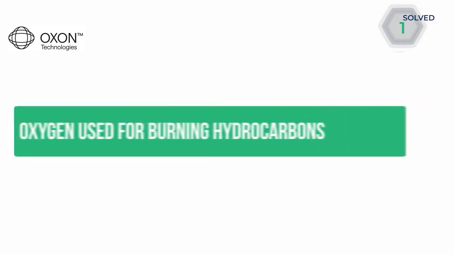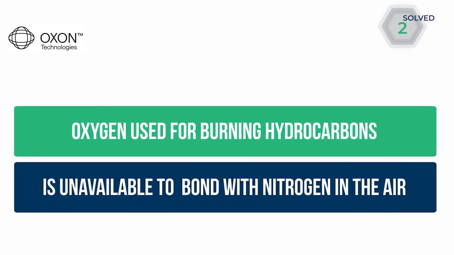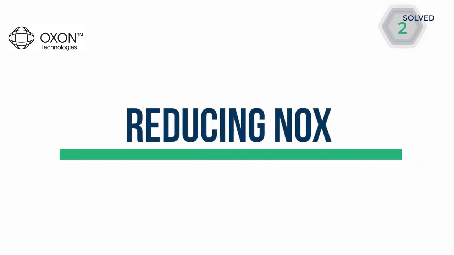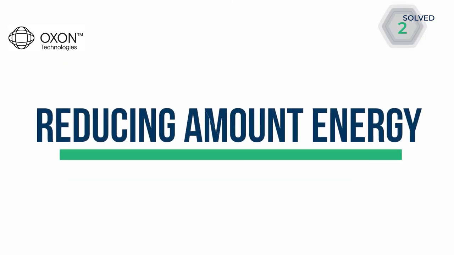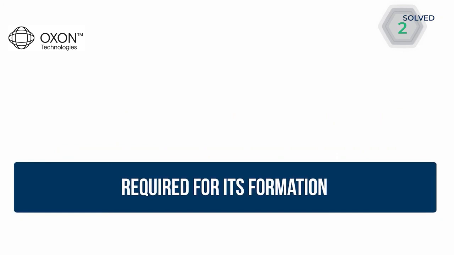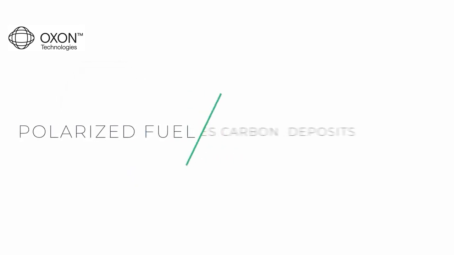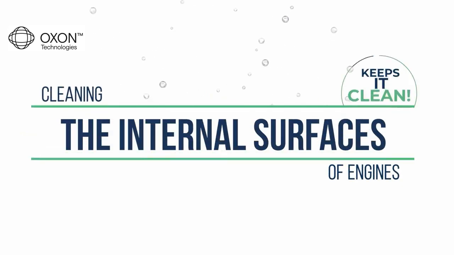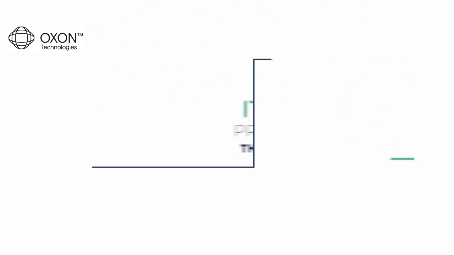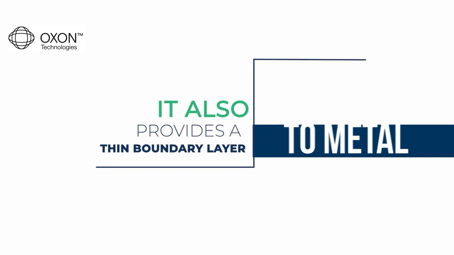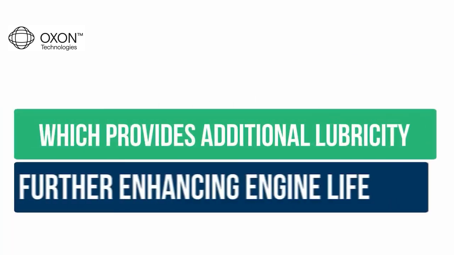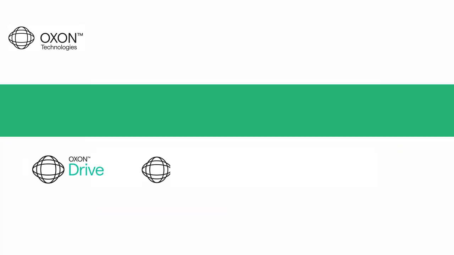It also means that the oxygen is used for burning hydrocarbons and is therefore not available to bond with the nitrogen. So way less NOx formation, which reduces the amount of energy used for its formation. This is the secondary way that Oxon increases fuel efficiency. Also, polarized fuel dissolves built-up carbon deposits, effectively cleaning the engine and keeping it clean. It also provides a thin boundary layer to metal, which provides additional lubricity, further enhancing engine life.